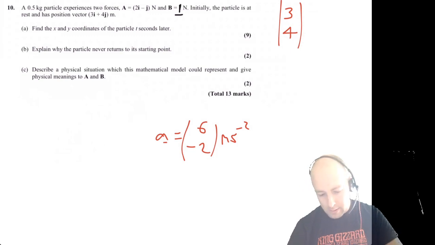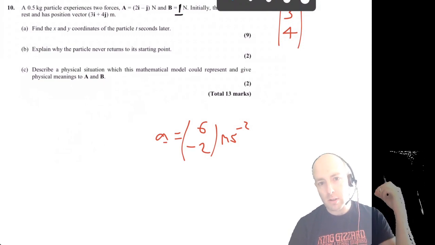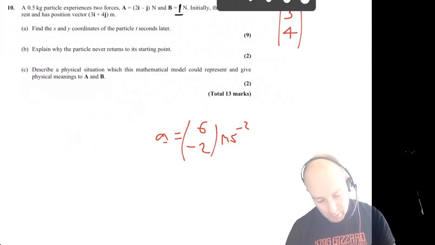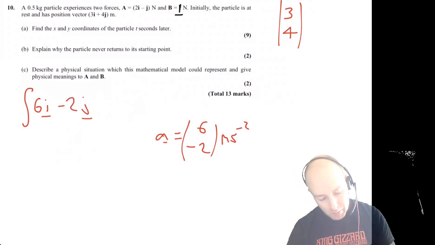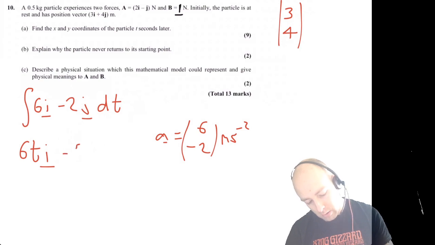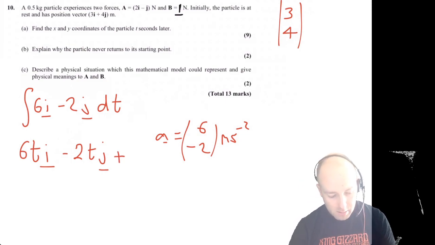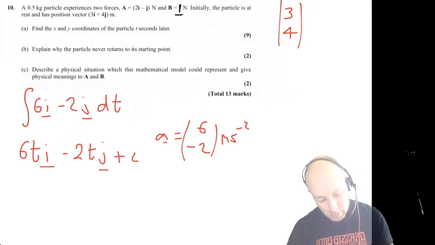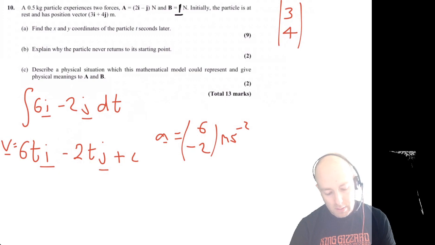Right, we are going to integrate our acceleration. Remember, integral of acceleration is velocity. Integral of velocity is displacement. So if we integrate 6i minus 2j with respect to t, we're going to get 6ti minus 2tj plus c, and that's going to be our velocity as a vector. And we know it's at rest initially, so we know when t is 0, v is 0, therefore c is 0.